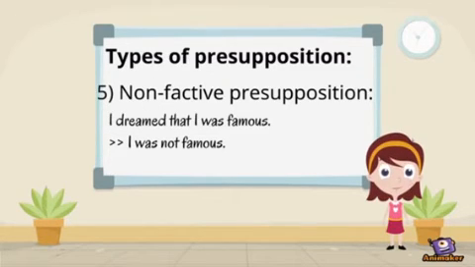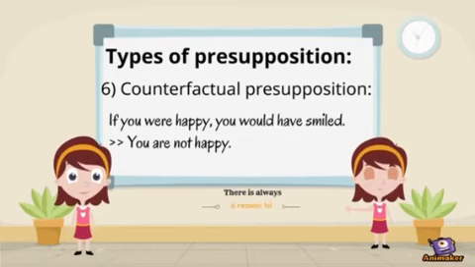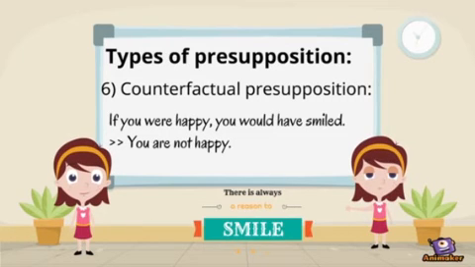The last type of presupposition is called counterfactual presupposition. That means what is presupposed is contrary to facts. For example, if you were happy, you would have smiled. However, at the time of utterance, this is not true. You are not happy.